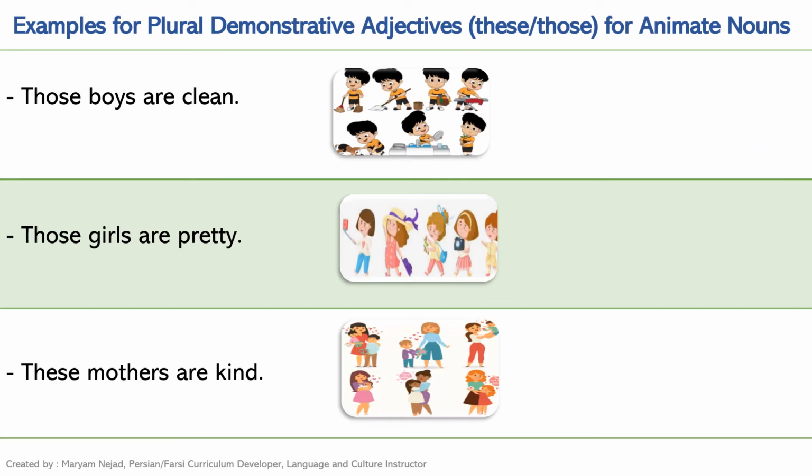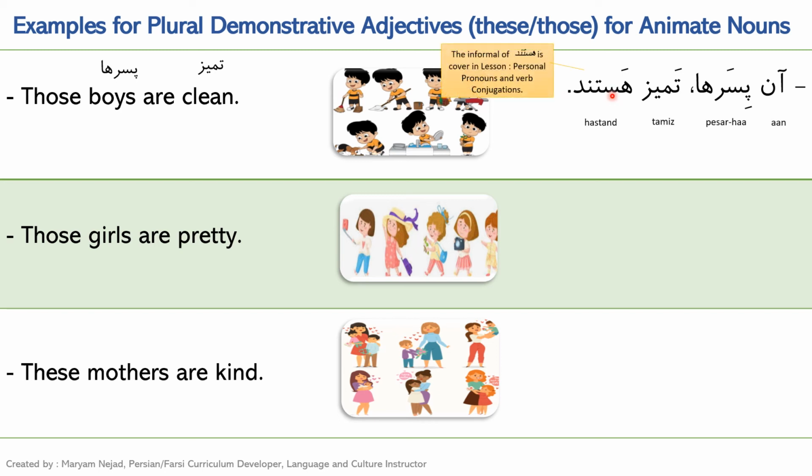Now let's see 3 examples for plural demonstrative adjectives, but for animate nouns. Alright, so now we want to say those boys are clean, boys پسرها, and clean تمیز. آن پسرها تمیز هستند. Also, there is an informal version of هستند as well, but that is covered in the next lesson about personal pronouns and verb conjugations.